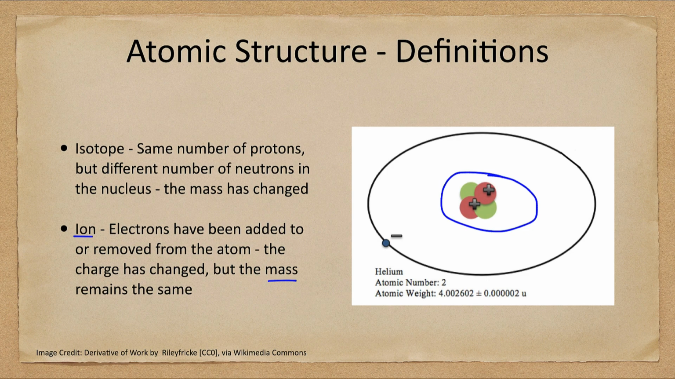But it is now an ion because it has a charge. It now has a positive charge because we have two positive charges in the nucleus. So two positives and one negative. So it has a net charge of +1. So the difference with the ions is that they have an electrical charge, whereas the ordinary atom is neutral.